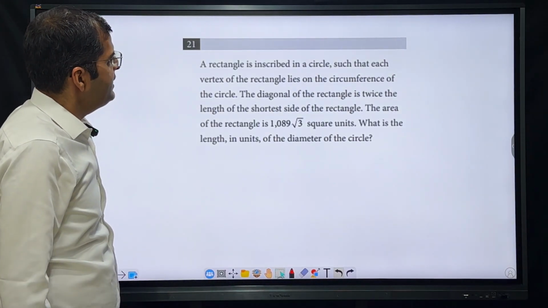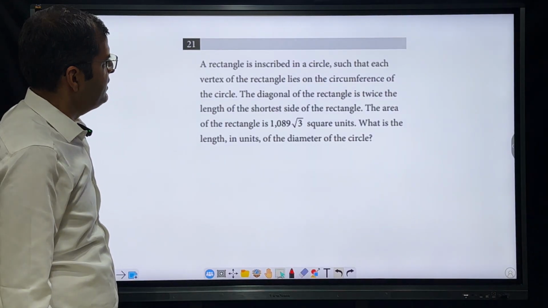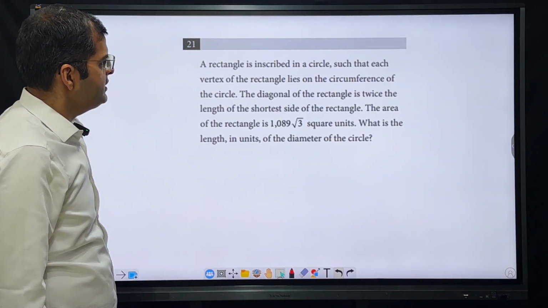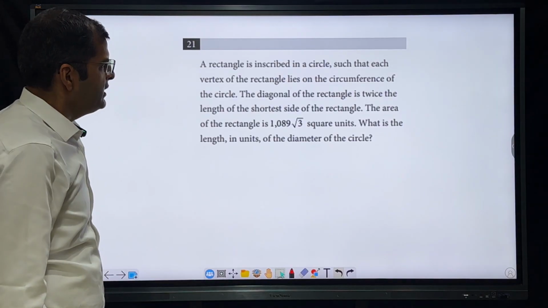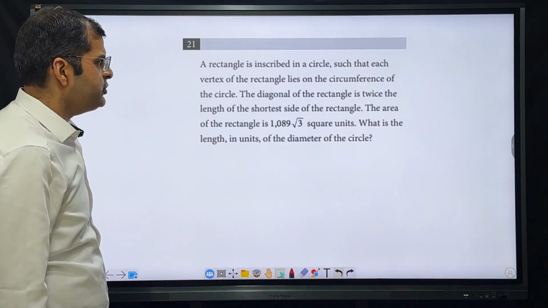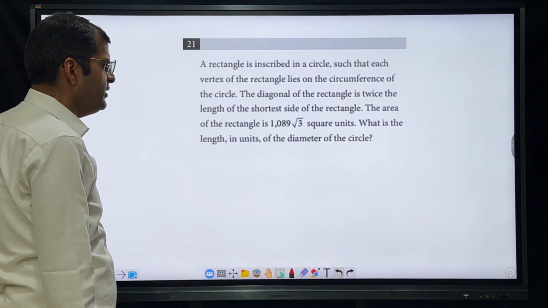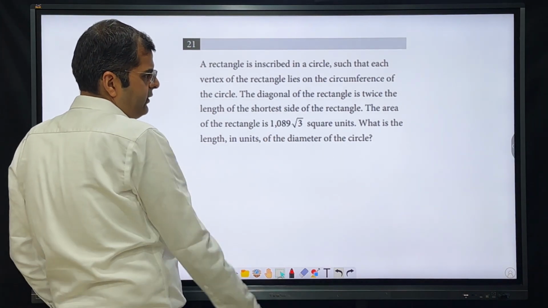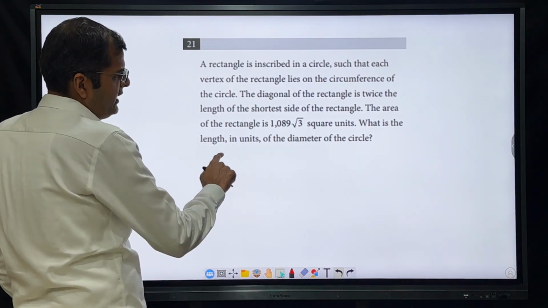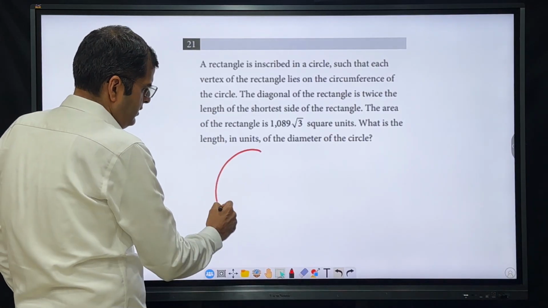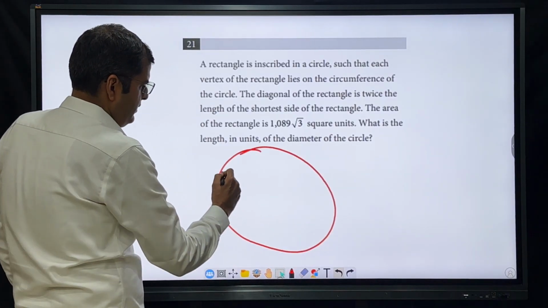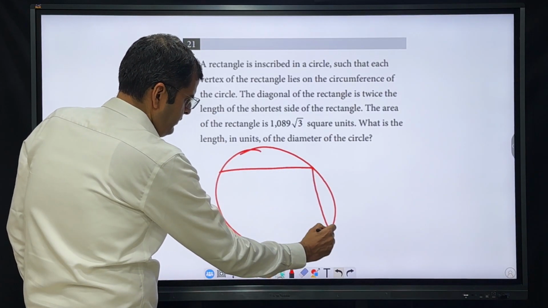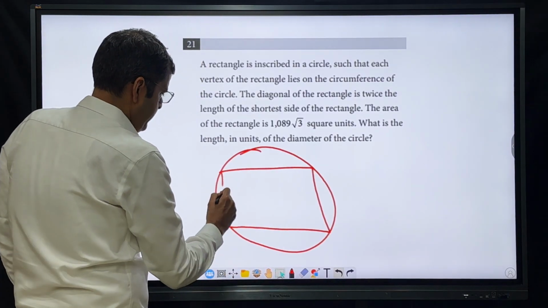Question says a rectangle is inscribed in a circle such that each vertex of the rectangle lies on the circumference of the circle. The diagonal of the rectangle is twice the length of the shortest side of the rectangle. The area of the rectangle is 1089 root 3 square units. What is the length in units of the diameter of the circle? Okay, so I have this circle and I have this rectangle.